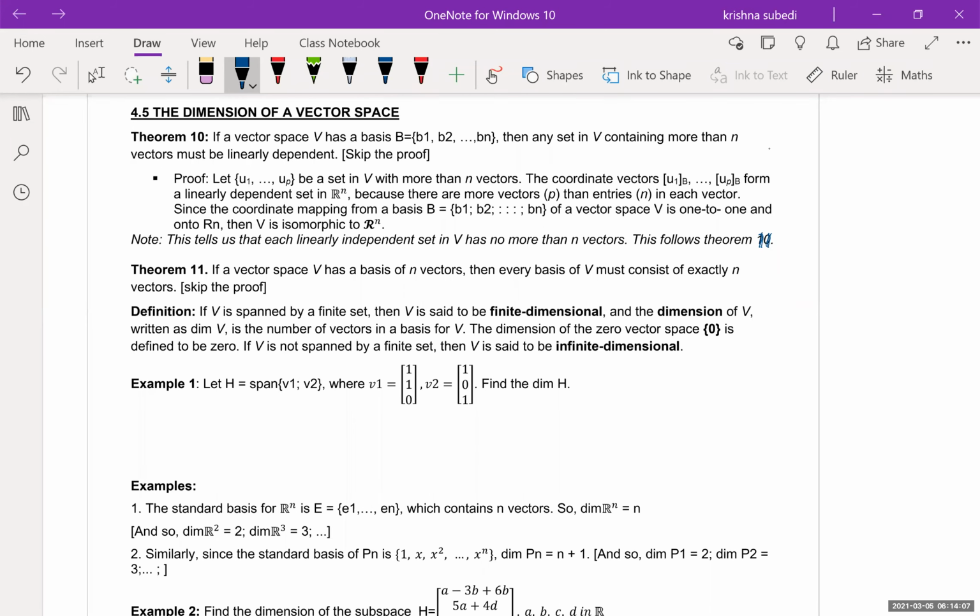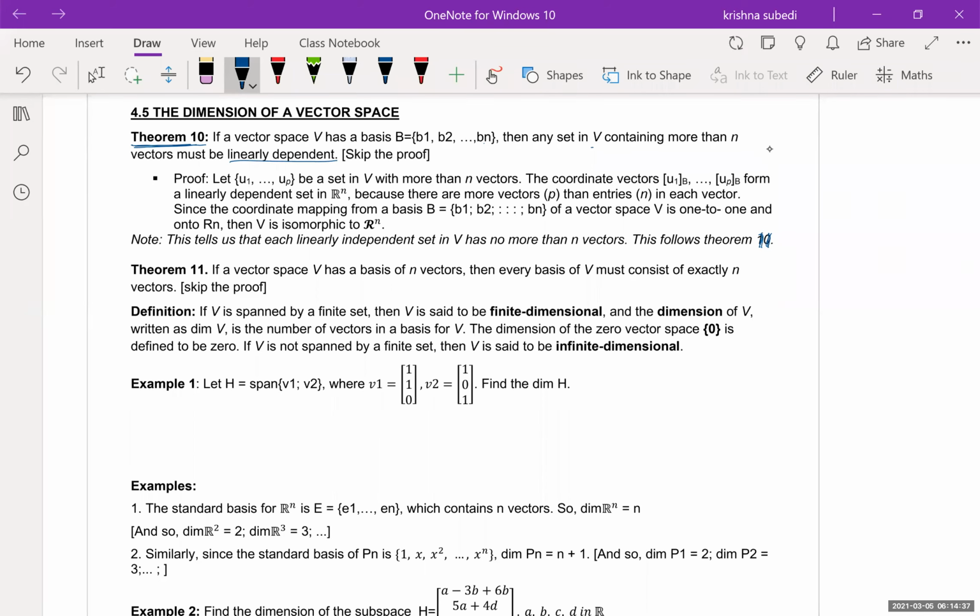All right, so section 4.5, the dimension of a vector space. We begin our lesson with a theorem first, okay? Theorem 10. Please read the theorem very carefully. If a vector space V has a basis B equals B sub 1, B sub 2, all the way up to B sub n, then any set in V containing more than n vectors must be linearly dependent.